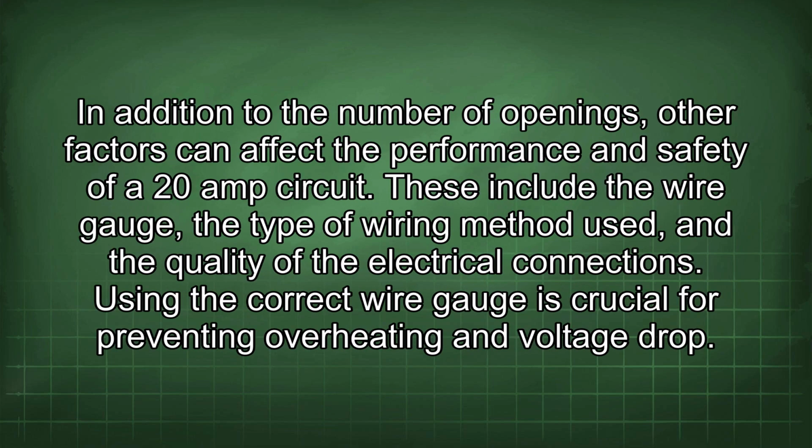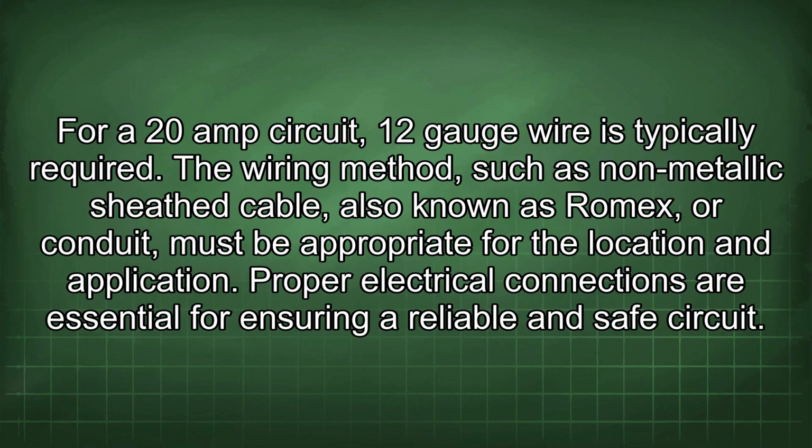In addition to the number of openings, other factors can affect the performance and safety of a 20 amp circuit. These include the wire gauge, the type of wiring method used, and the quality of the electrical connections. Using the correct wire gauge is crucial for preventing overheating and voltage drop. For a 20 amp circuit, 12 gauge wire is typically required.